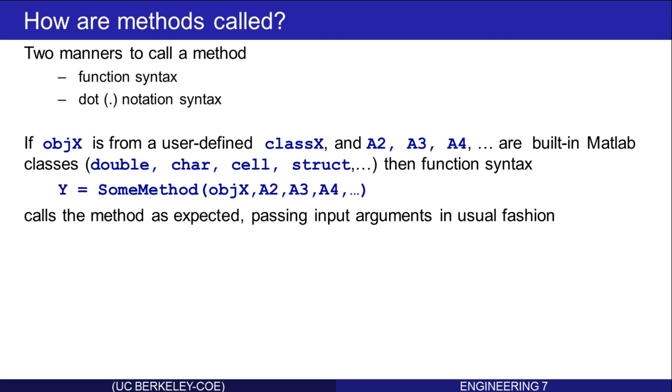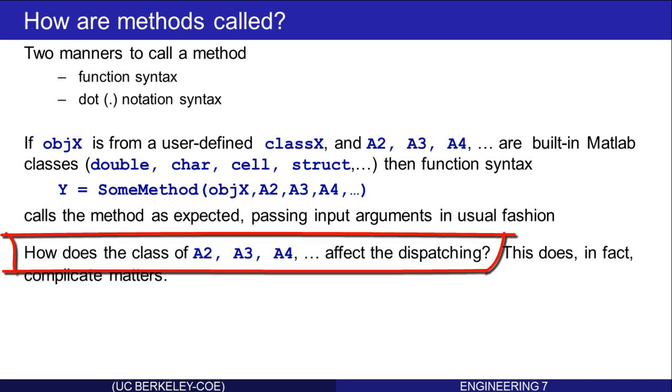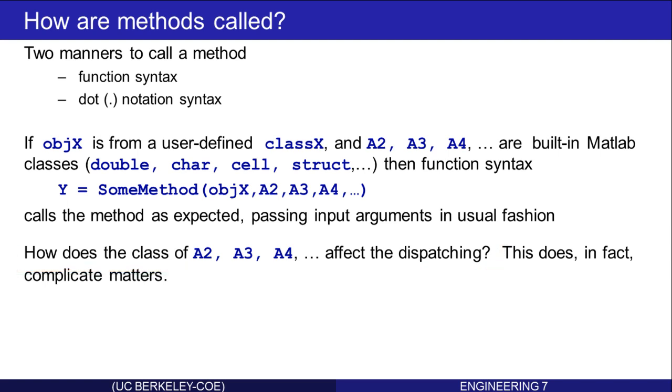Object X is the first input argument, A2 is the second, A3 is the third, and so on. But what if A2, A3, and A4 are not objects from the built-in Matlab classes? What if they're from other user-defined classes? How does the class of these arguments affect this dispatching? It turns out, in fact, it does complicate matters, and that's what we'll go over.